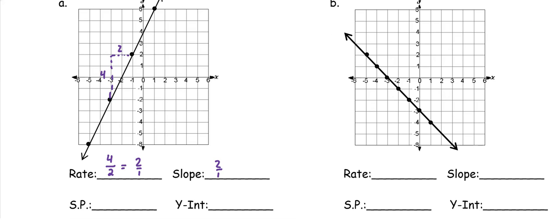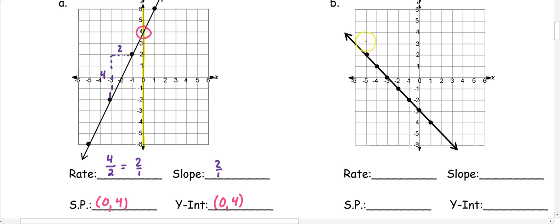Our y-intercept and the starting point is where we cross the y-axis. So the line is crossing the y-axis at 4. So our starting point and y-intercept would be 0, 4. Remember, we're always going to write those as a coordinate.